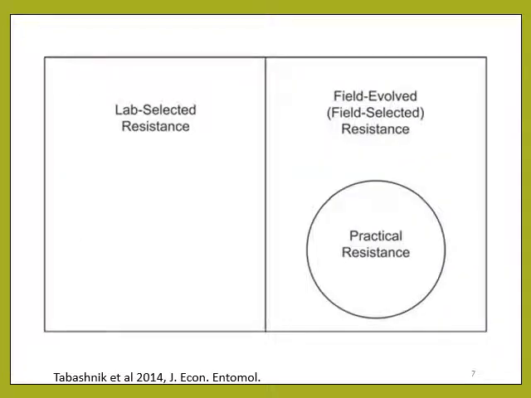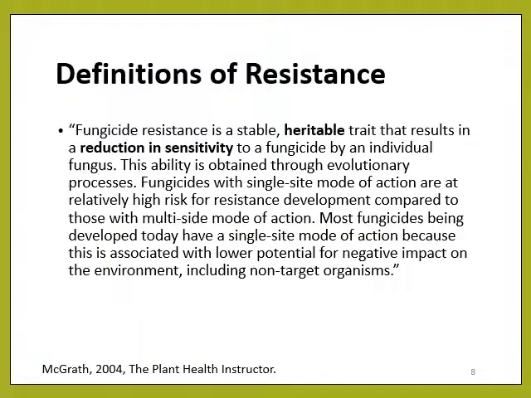Now here you can see, this is just a diagram showing differences between lab selected resistance and field selected resistance. And then within field selected resistance, there might be some cases that just aren't a big deal because the application rate is higher and it can be managed. But practical resistance means that product as it's normally used doesn't work anymore. Finally, you can see the definition of resistance for a fungicide, and that's a stable heritable trait that reduces sensitivity to a fungicide by an individual fungus, emphasizing this as an evolutionary process.